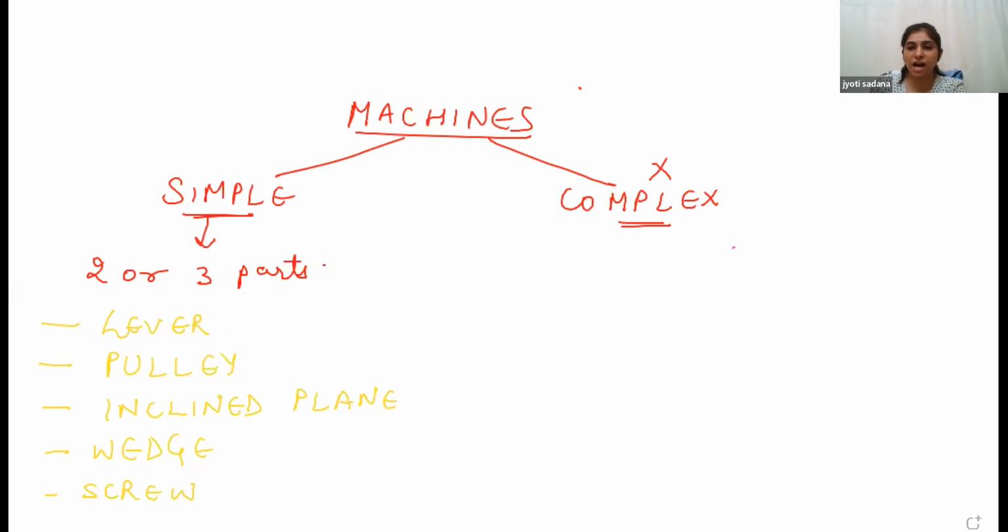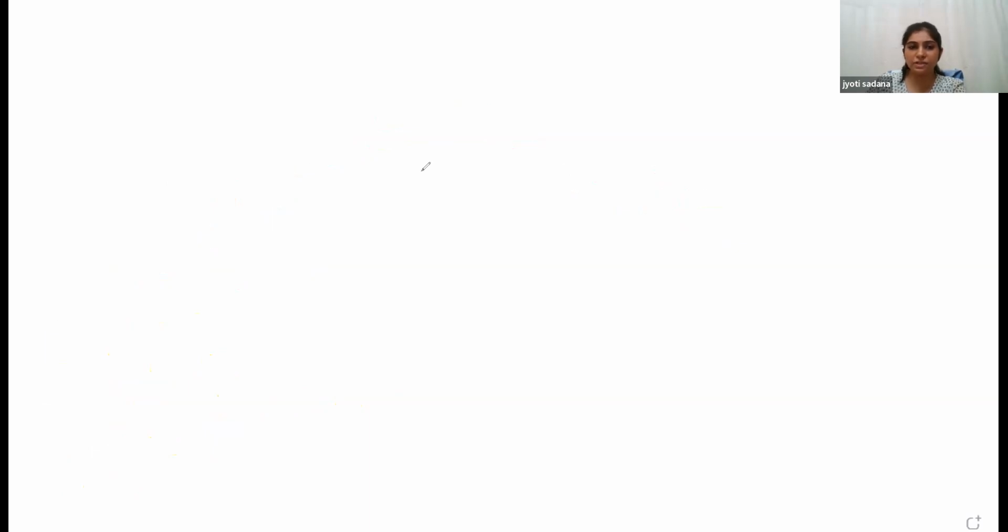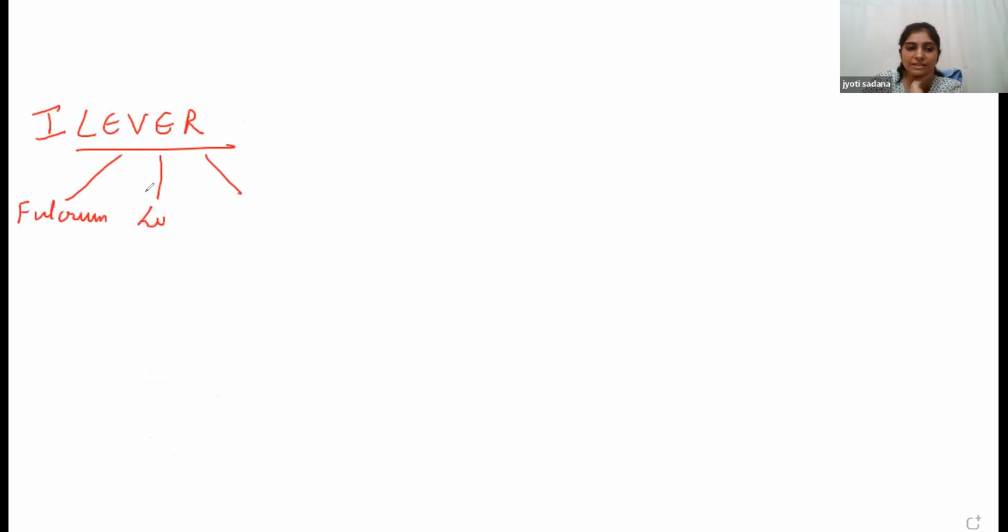So let us first start with the lever. Okay, let us first start with the lever. So lever is a type of a simple machine. Now what is it? Now in lever, what happens? There are 3 parts. Okay, in lever there are 3 parts. One is known as fulcrum, the other is known as the load, and the third one is known as the effort, or we can say the force.